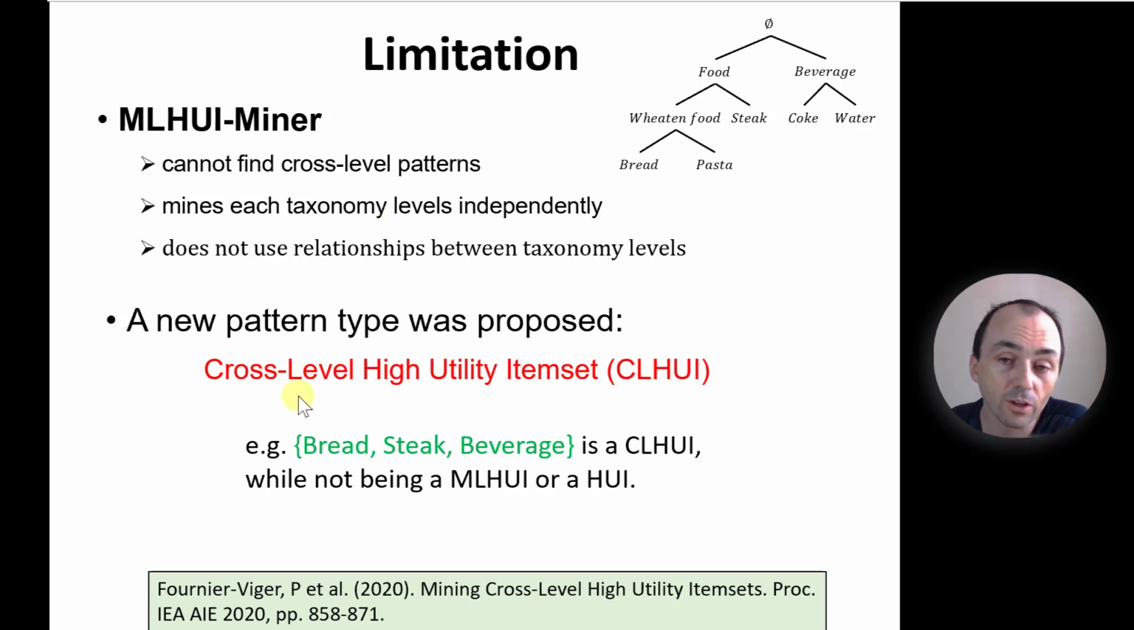In the new problem, cross-level high-utility item set mining, we can find patterns like bread, steak, and beverage. All these items are from different taxonomy levels in this tree, and this may make a lot of money. If you use high-utility item set mining or multi-level high-utility item set mining, you cannot find this pattern. So this new problem was proposed in this paper.